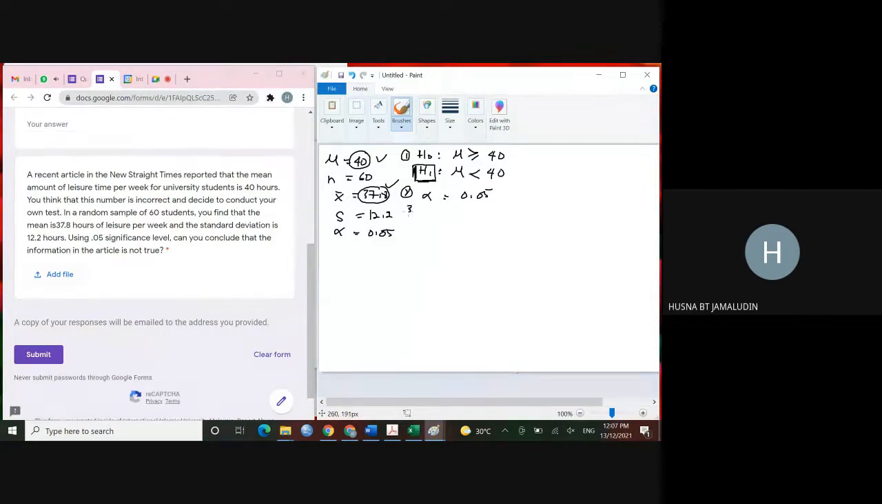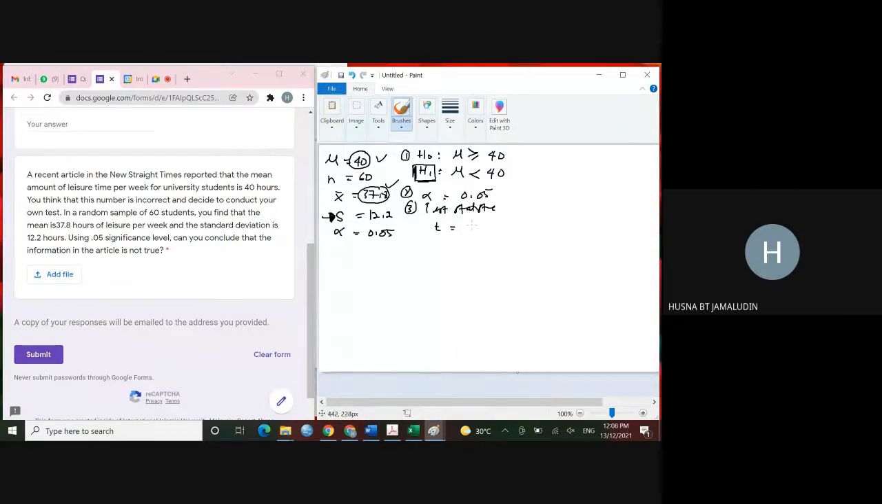Number 3 is your test statistic, right? I put it here, but in your answer you don't really have to write test statistic, just go straight away. What is the test? Should we use Z or T? T. Why? Because we have S. Because your sigma, or population standard deviation, is not given. Okay, so because the sigma is unknown or not given, you have to use T.